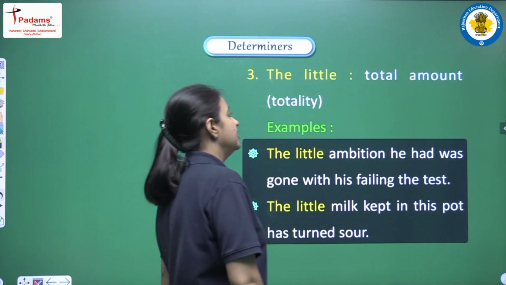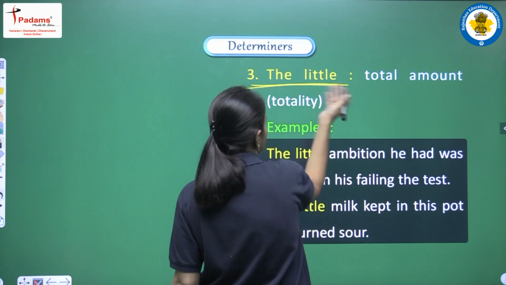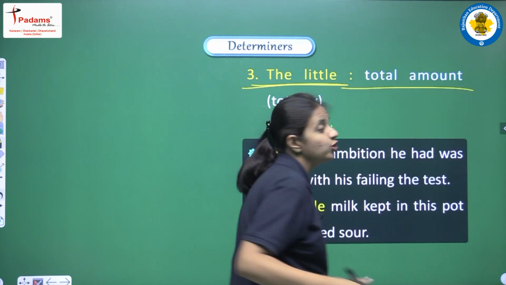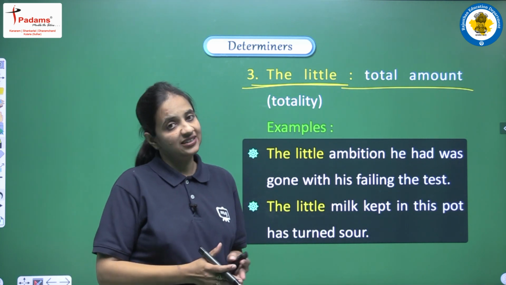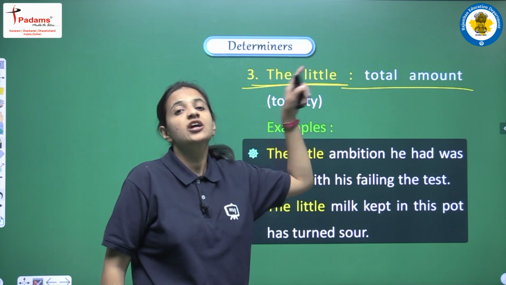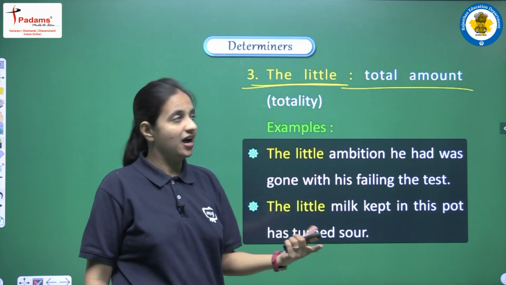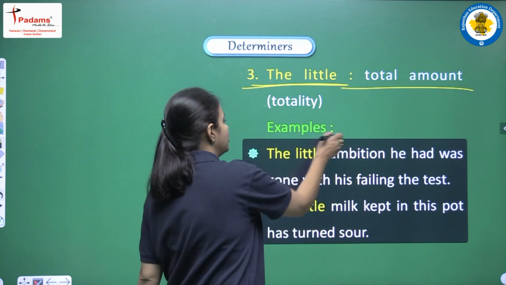Moving on, next we are having the little. So let's see. Yes, the little, just like the few, is also used to show the total amount, or we can say when we are talking about the totality. At that time the little is used before uncountable nouns. So let's see some of the examples that we are having.